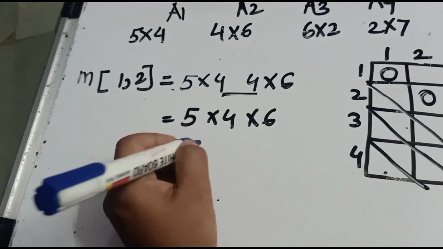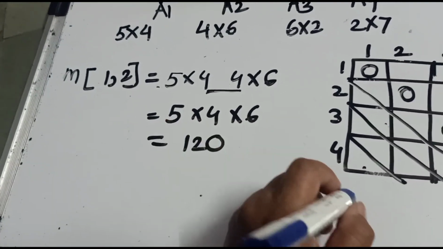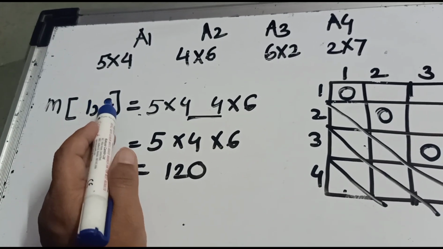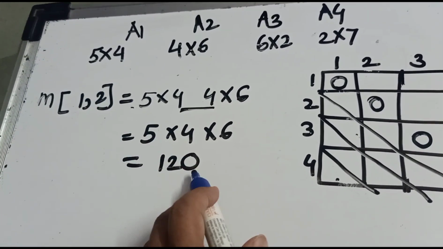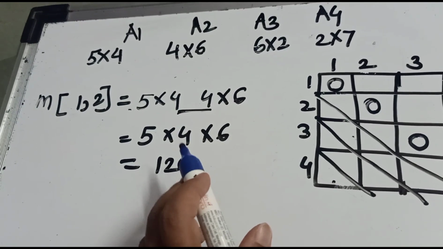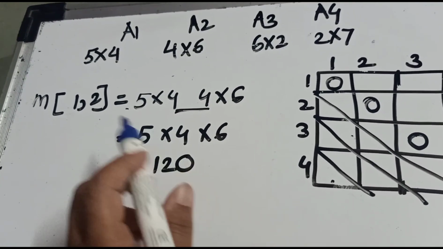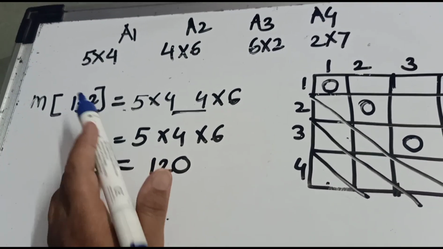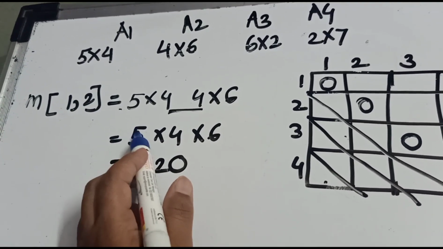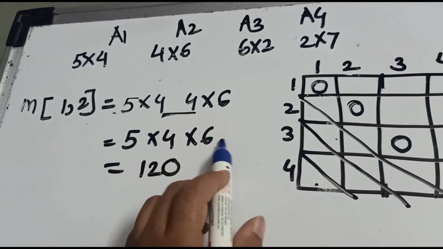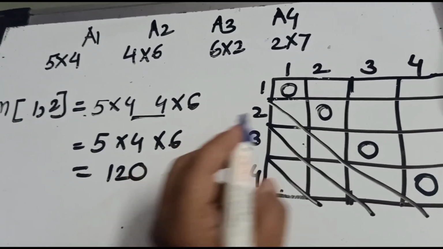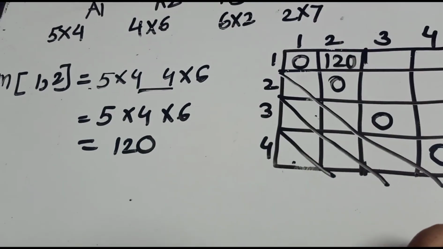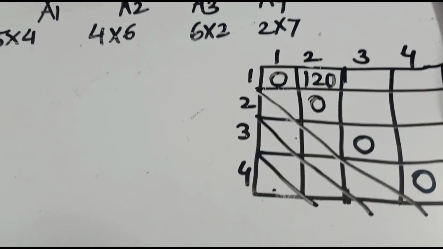What is the result here? The result is 120. So for multiplying matrix A1 with matrix A2, the total number of multiplications required is 120, and the resultant matrix that we obtain after multiplying A1 with A2 will be of size 5 by 6. So I will fill this 120 value here. We got the first value in our problem.